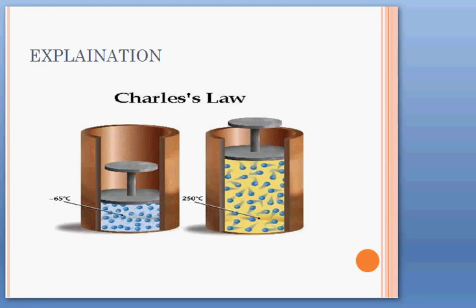Let's see this particular container example. Pressure remains constant, that is, the piston is freely moving. So in the first container, when the temperature is minus 65 degrees centigrade, how does the volume of the gas look? The molecules are very close to each other. Now if you increase the temperature to 250 degrees centigrade, the molecules of the gas keep increasing their collisions, and the volume of the gas increases.